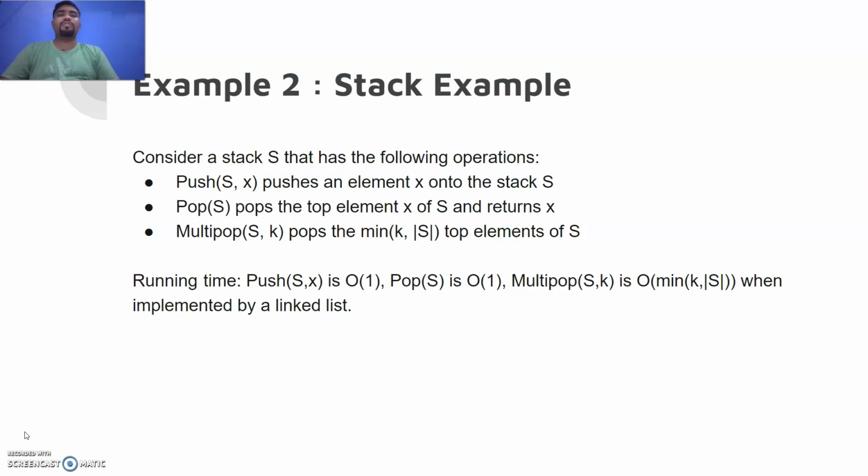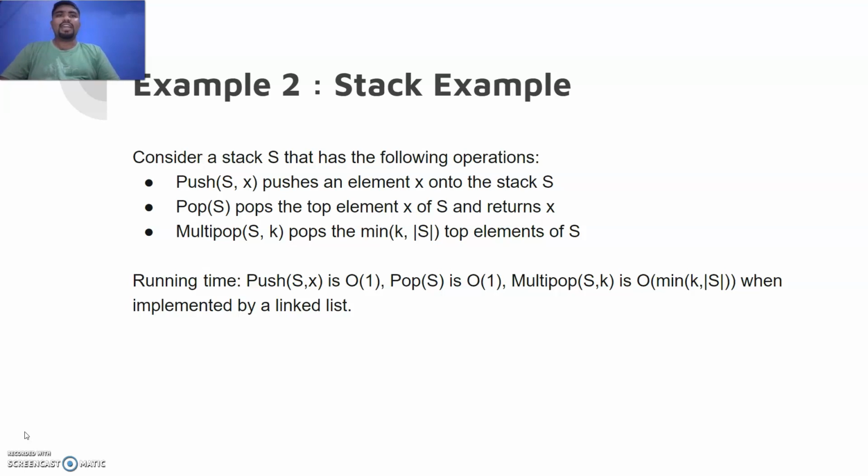So in this multi-pop function, we have the complexity of minimum of k comma s. What is k? The number of elements that I want to pop out. And what is s? The number of elements inside the stack. So obviously the complexity will be dependent on the size of the stack as well as on the number of elements I want to pop out.